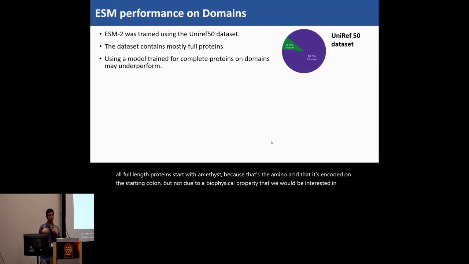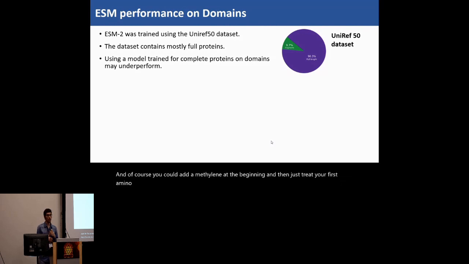So when we are showing domain sequences to a large language model like this one, we don't want the first amino acid to always be predicted as a methionine. And of course, you could add a methionine at the beginning and then just treat your first amino acid as the second one, but we were worried that maybe this bias that is present on the first position could also be applied on other positions due to how these transformers encode positional information.